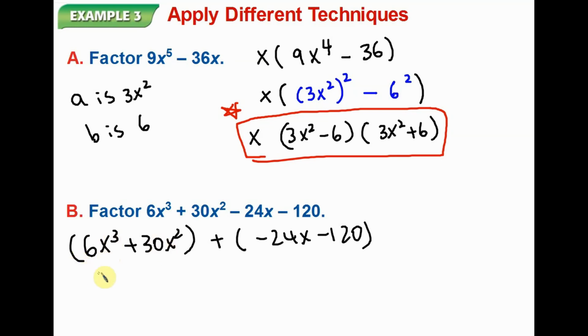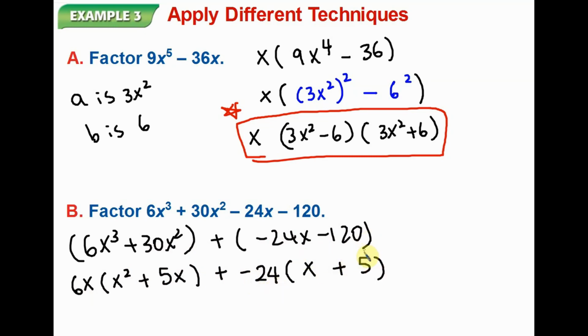Let's see, by looking at it, it looks like I can take out 6x as a common factor. If I do so, this becomes x squared plus 5x, since 6x times 5x will get me 30x squared. Plus, since they are both negative, what if I take out a negative in the numbers? 120 is also a multiple of 24. If I take out negative 24, this becomes x plus 5, since negative 24 times 5 will get you negative 120.